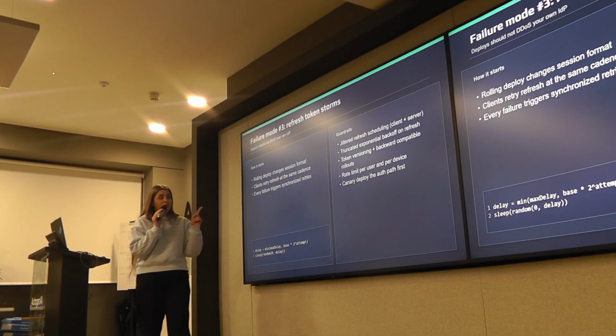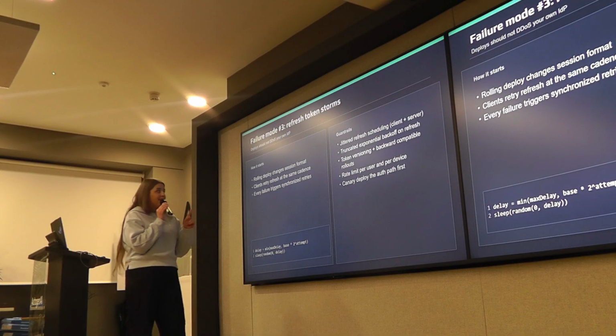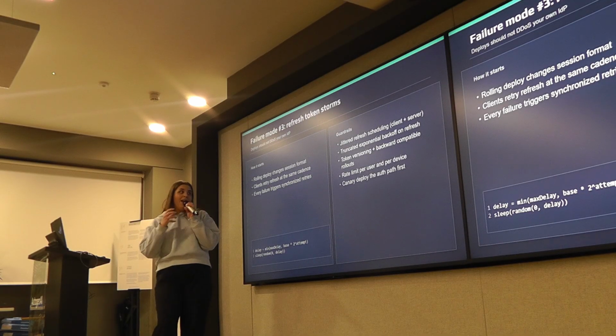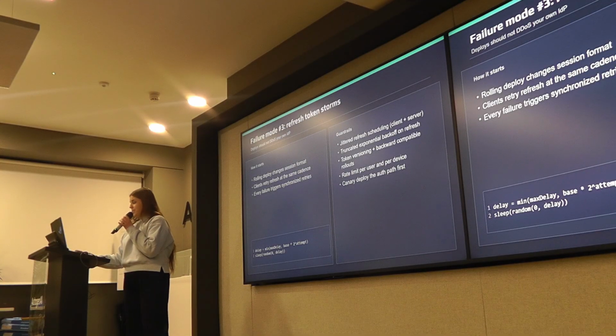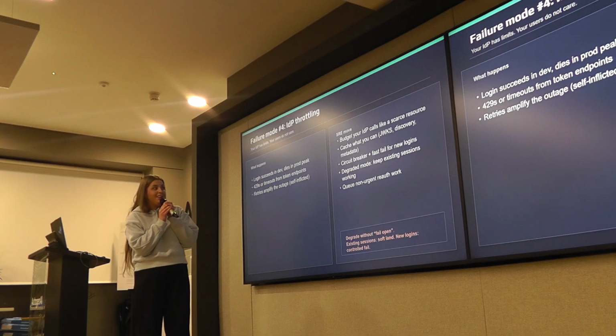So the token storms are real, and we want them to be rate limited as well. That is when we are deploying something really new, or when we have really bad versioning for the tokens. That is very helpful. IDP throttling, yes.